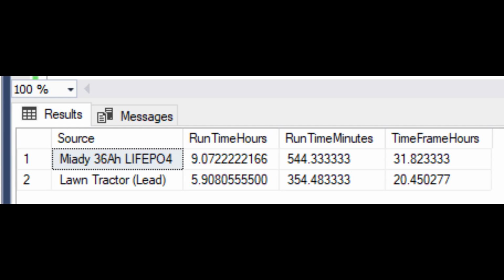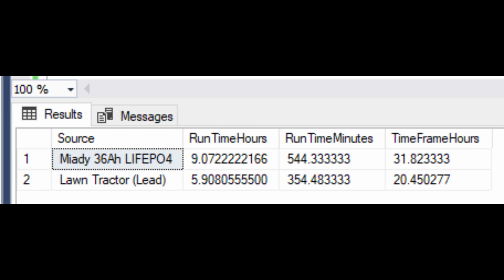You really have to look at all options here. There's pros and cons to both. The lithium iron phosphate battery cost $129 from Amazon, and the lawn tractor battery was only $25, I think. It may have been $30. I can't remember, but they're cheap at Walmart. So price per amount of runtime, the lead battery wins hands down.